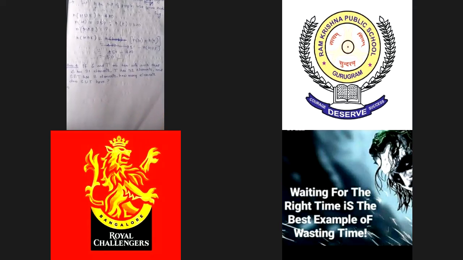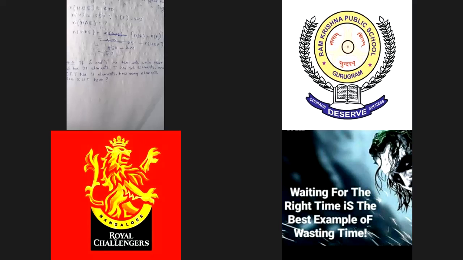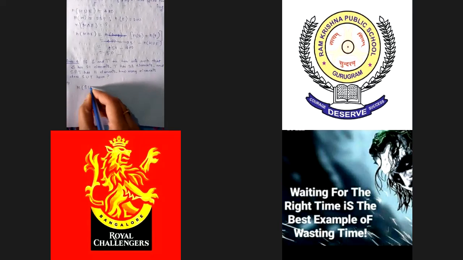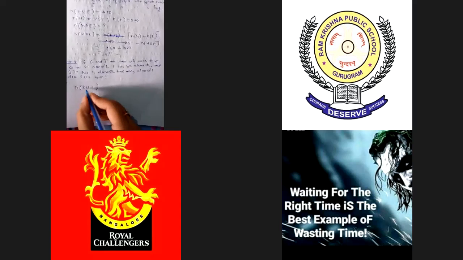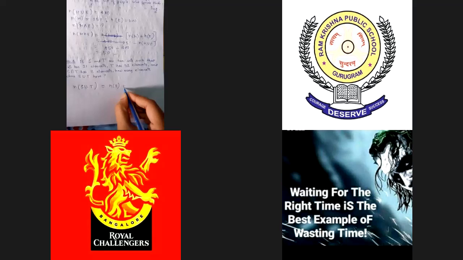Same formula you have to apply here also, and it is written very clearly. Tell me the answer. Question 4, you will tell me the answer. You can directly write S union T equals number of S.